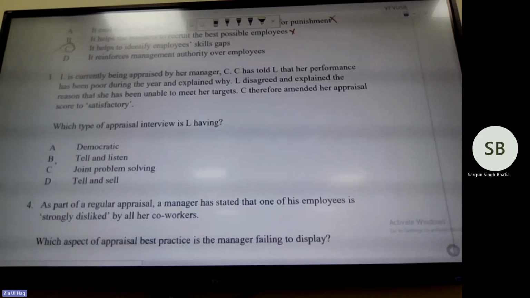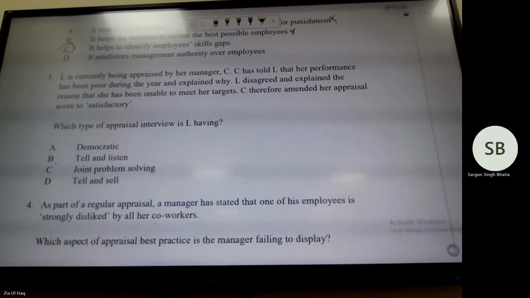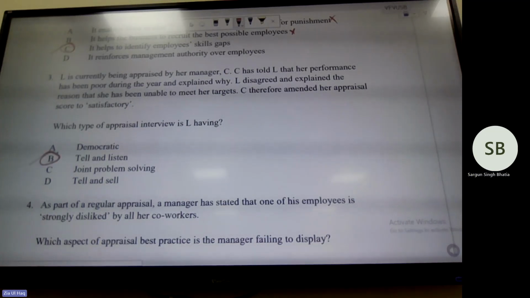Number 3. L is currently being appraised by her manager C. C has told L that her performance has been poor during the year and explained why. L disagreed and explained the reason that she has been unable to meet her target. C therefore amended her appraisal score to satisfactory. Which type of appraisal interview is L having? Tell and listen, yes, because he has listened to her.